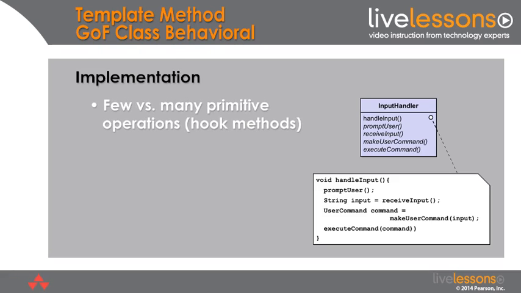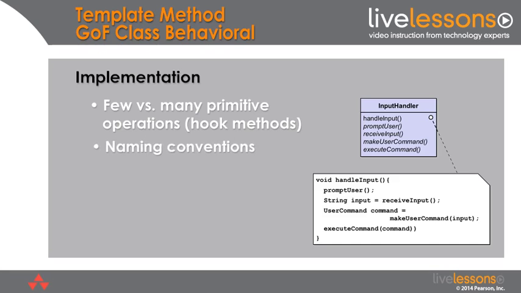Another consideration is whether you want to have a few or many primitive operations, or what I'm calling hook methods. This, of course, is really up to you. What do you see as the steps in the algorithms that may vary? Do you want to provide fine-grained control, coarse-grained control, or whatnot? Once again, that's something that has to be decided based on your requirements and your understanding of the domain and the commonalities and variabilities that you understand at a particular point in time.